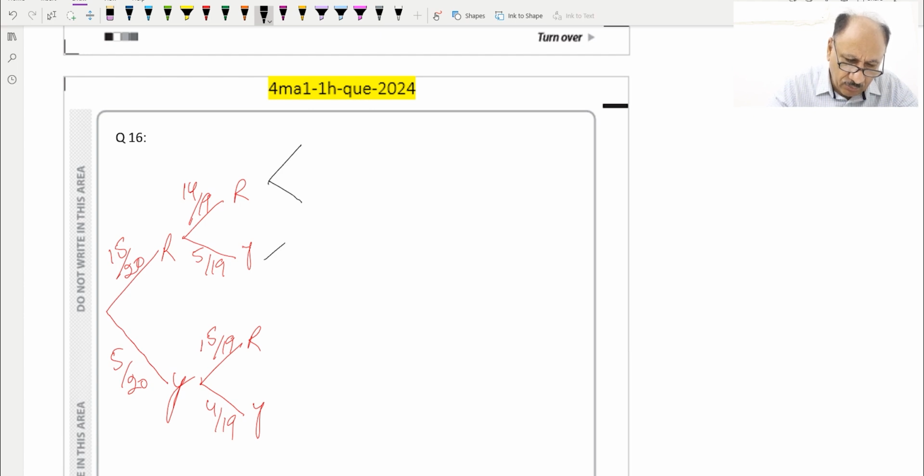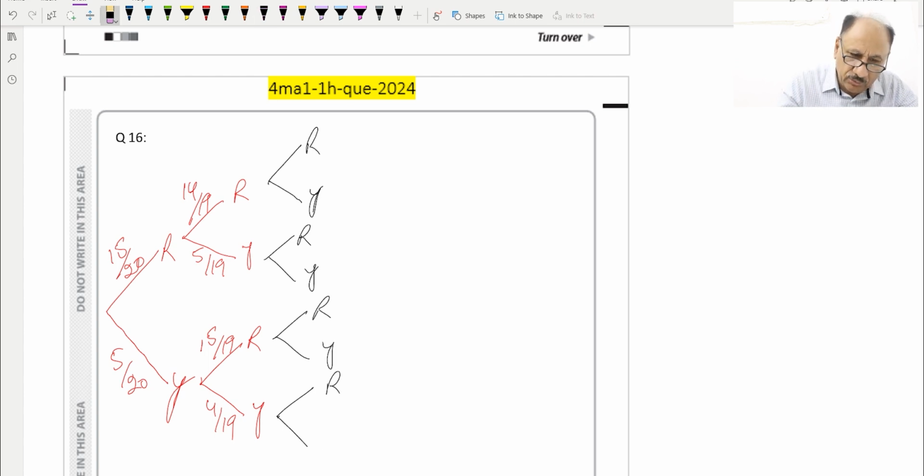So red and yellow, red and yellow, red and yellow, and red and yellow. This one will be like this. And now 2 red are gone, so there will be 13. So we can write 13 over, total will be 18 because 2 are gone. So in total 5 are still there, so 5 out of 18.